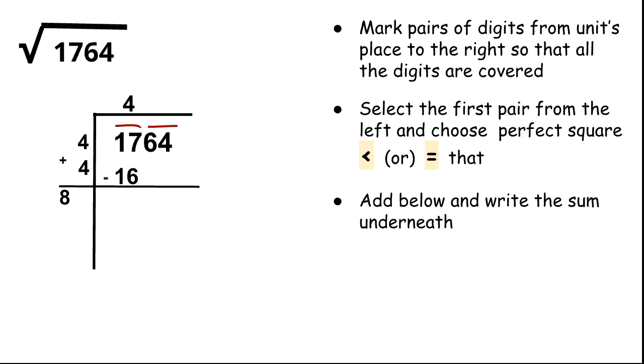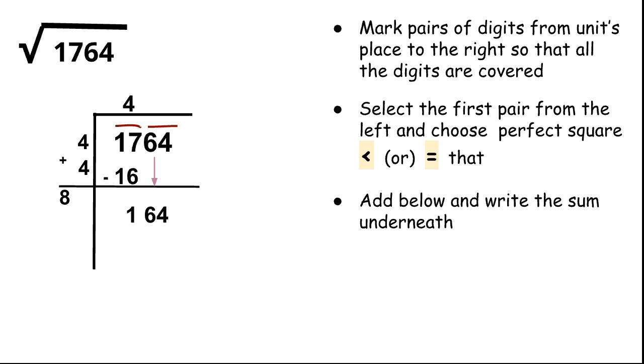17 minus 16 is equal to 1. But how do we get 64 here? We are considering 1764 to be two pairs. So the first pair operation is completed. 17 minus 16 is equal to 1. Next we must drop down 64 completely, which gives you 164.